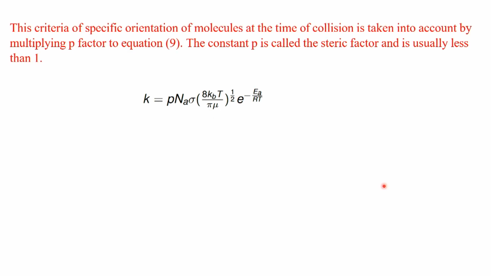So this criterion of specific orientation of molecules at the time of collision is taken into account by multiplying by a factor P. We are introducing a factor here, P. So P is due to orientation. The constant P is called the steric factor, usually less than 1. So the value of P is less than 1. So this is the steric factor here.